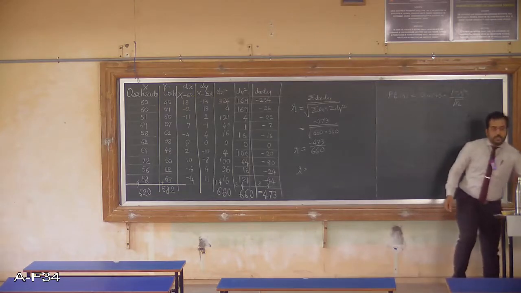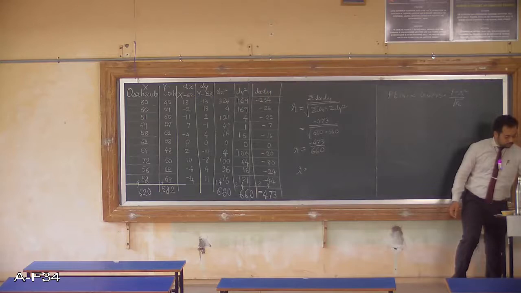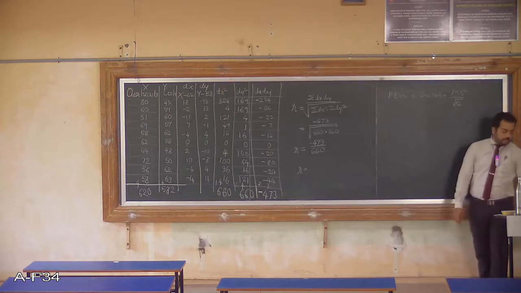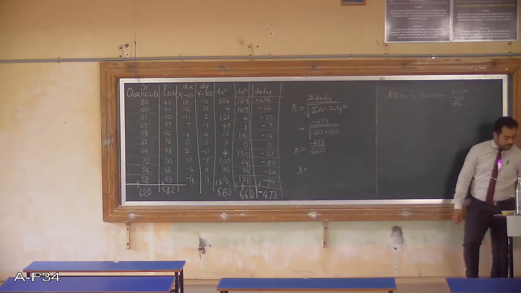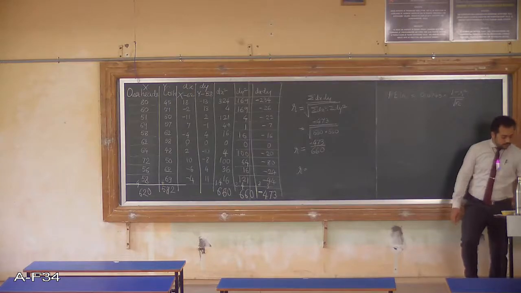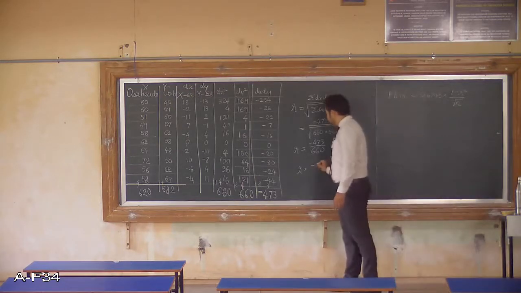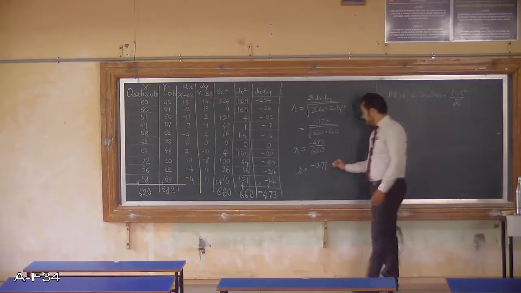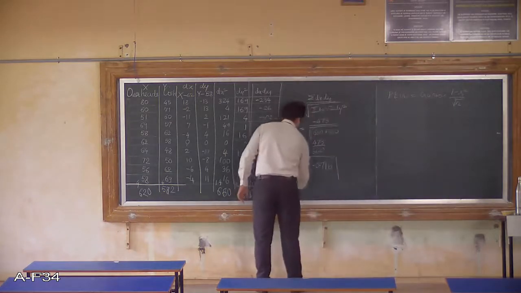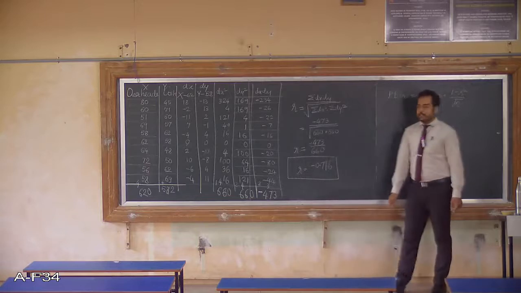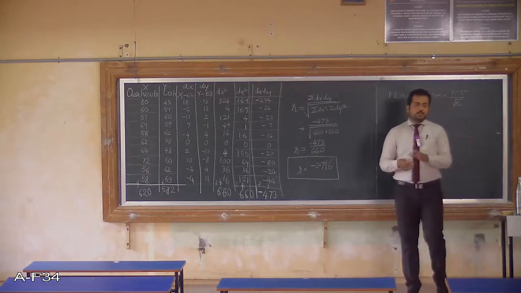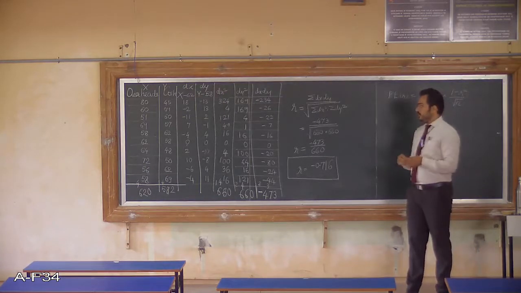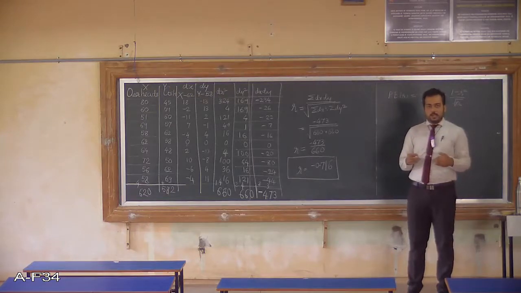So let me calculate. It's 473 divided by 660. So this gives me 0.716. So our Karl Pearson coefficient we have calculated is minus 0.716. So it's not a high degree correlation, but it's a negative correlation for sure, because if x is increasing, y decreases, or vice versa.